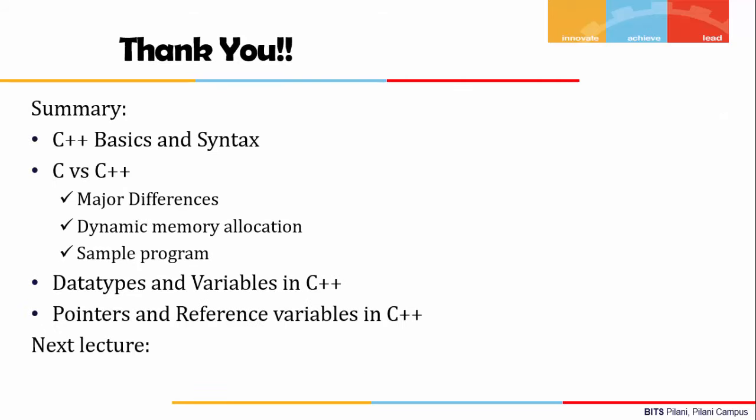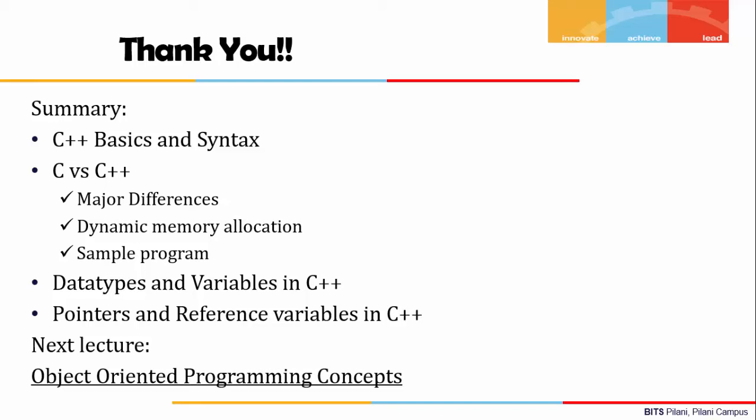So, we end our lecture here. Thank you. The summary of what we learned today is some C++ basics, syntax for C++, the major differences between C and C++, how dynamic memory allocation is done in C++, and a sample program in C++. We discussed the different data types and variables, and we had a brief review of pointers and reference variables in C++. The next lecture will focus on object-oriented programming concepts using C++.